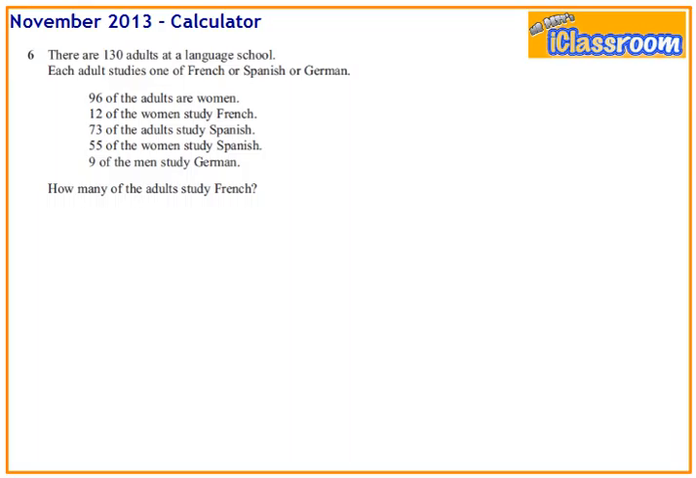In this question we're given quite a lot of information, and it can sometimes be tricky to think about how best to deal with this information. So, where should we start? Well, we know that there are a total of 130 adults. We knew that there were 96 women. Therefore I can very quickly work out that there are 34 men. Now I know that these women and men study different language courses. I know that they have a choice of studying French, Spanish and German.